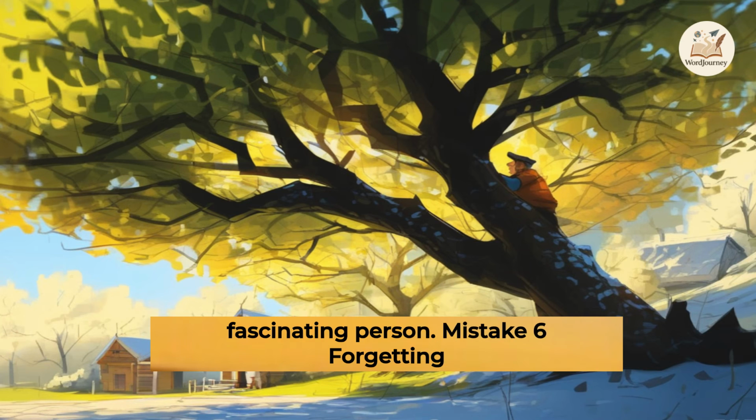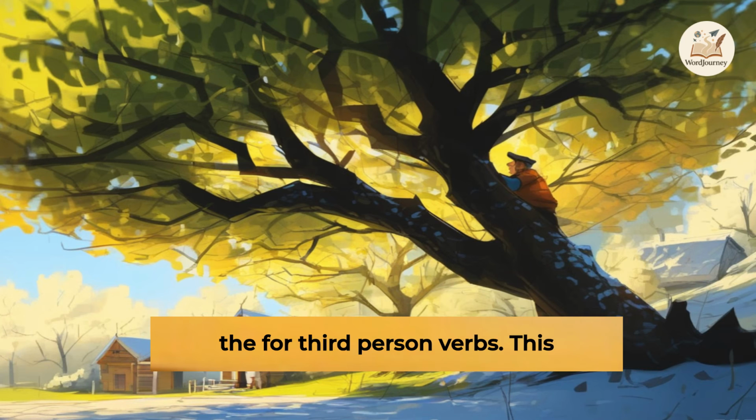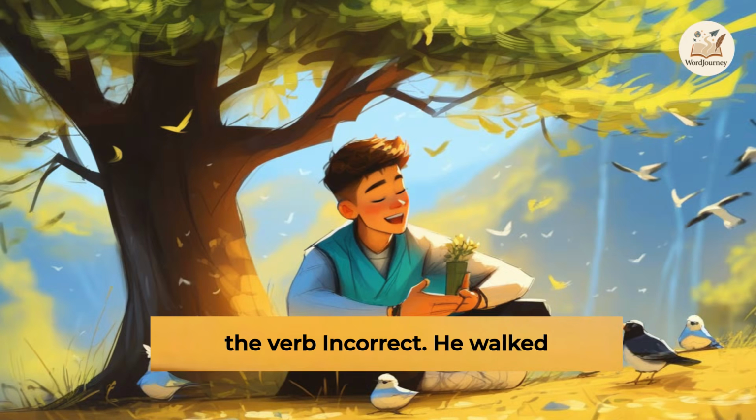Mistake 6. Forgetting the S for third-person verbs. This mistake happens a lot in conversation. In English, when you talk about he, she, or it, you must add an S to the verb. Incorrect: "He walked to work every day." Correct: "He walks to work every day." Incorrect: "She like music." Correct: "She likes music." It's a small change, but it's an important one. It shows that your grammar is solid and your English is accurate.